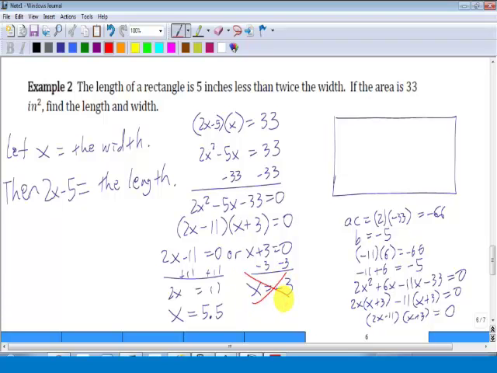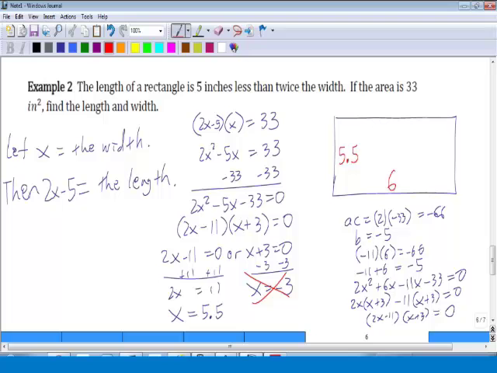5.5 is all we have left, so let's hope that works. Let 5.5 be the width, and now we need a quantity that's 5 units less than twice 5.5. What is twice 5.5? 11, and then 5 units less than that would be 6. All right. So figure not to scale, obviously. This is almost a square.